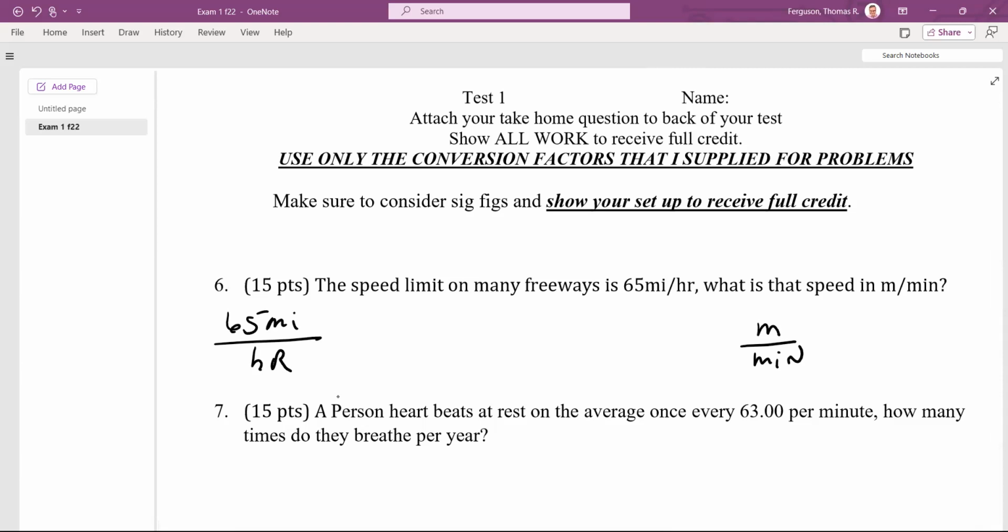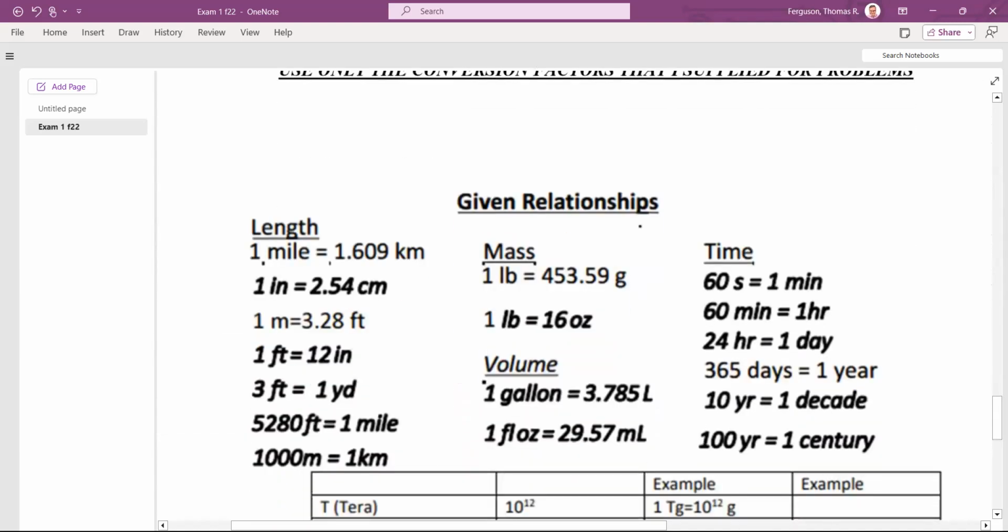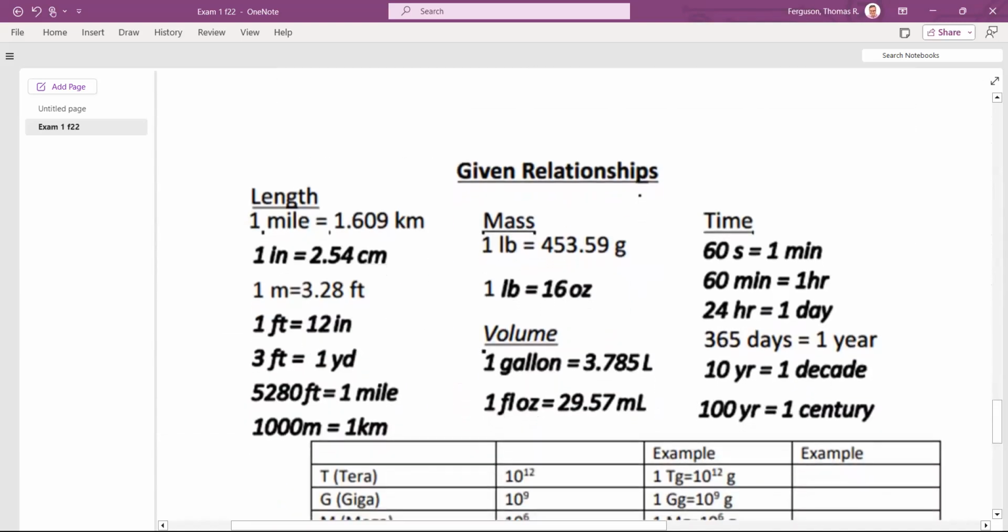Okay, so we have to convert miles to meters and hours to minutes. Two separate problems. Which one do you want to do first? The miles? Okay, so we need to go from miles to meters. I think we had miles to kilometers.